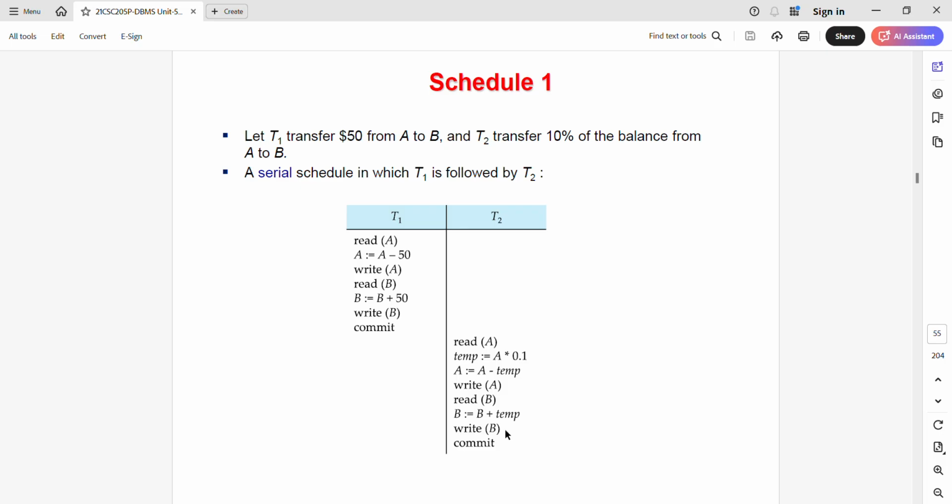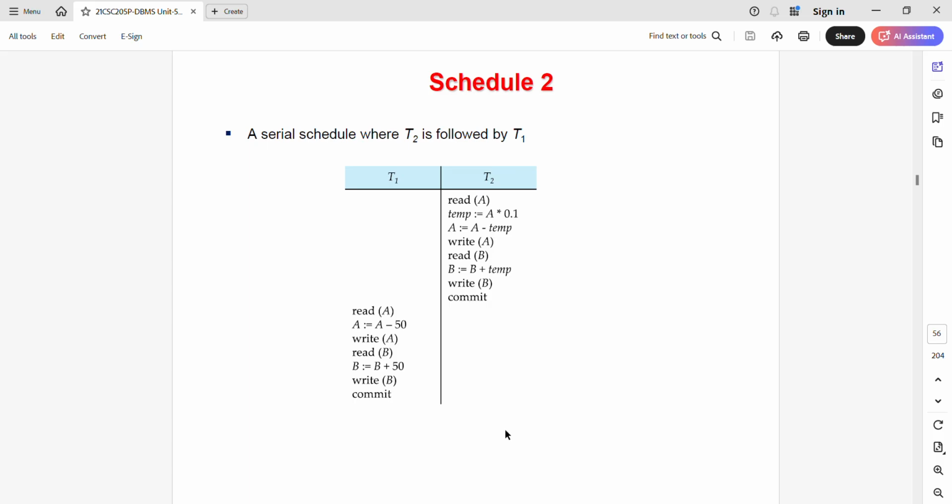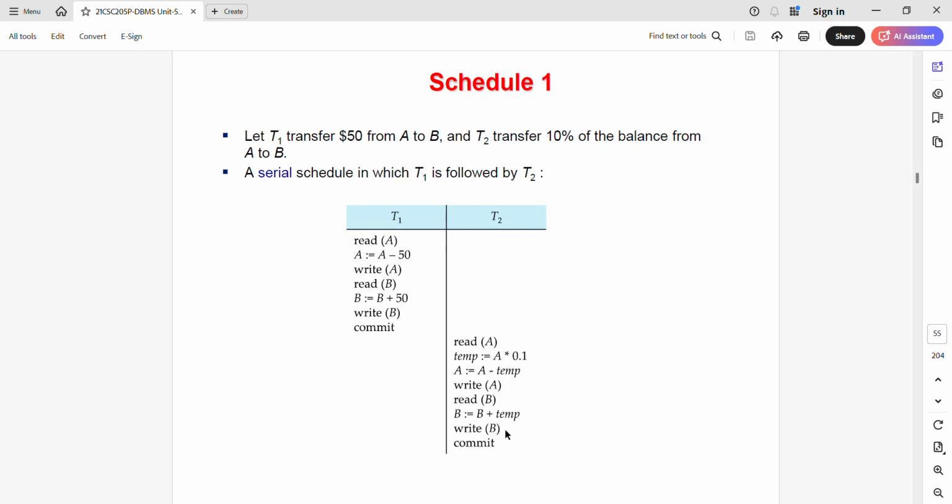The same example, we can do in a different way. This is the second schedule, a serial schedule in which T2 is followed by T1. In the first transaction, we are transferring 10% of the balance from A to B. In the second transaction, we are sending $50 from A to B. This is a serial schedule where T2 is followed by T1. In the previous schedule, T1 is followed by T2.